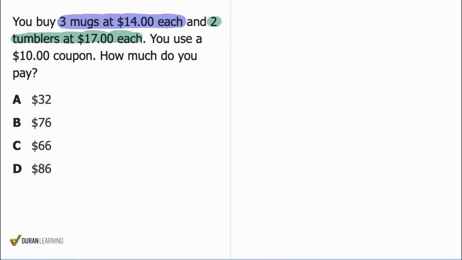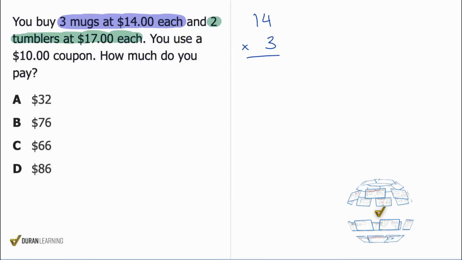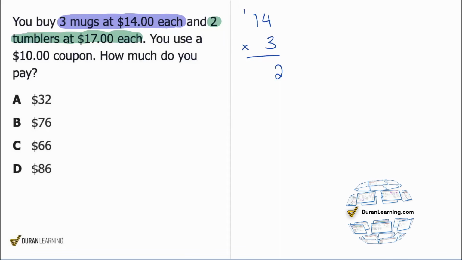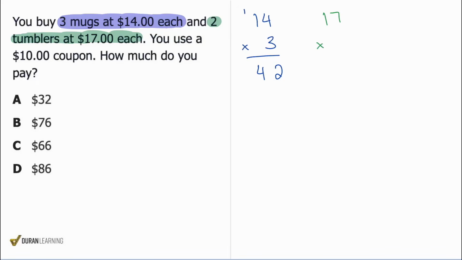So let's calculate that. We have 14 times 3. I'm not going to include the decimal and the zeros because, well, zeros are just 0, so I'm not going to waste that space. 4 times 3, that'll give me 12, carry the 1. And then from there, we have 1 times 3. And then we add the 1, and that's 4. So we have 42.